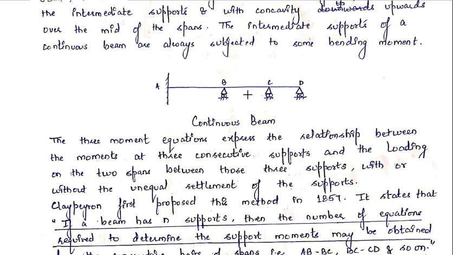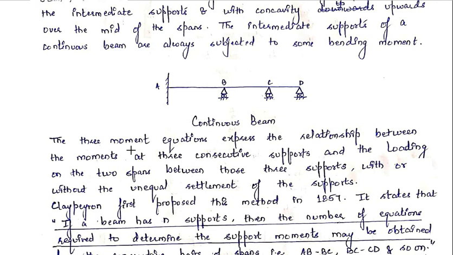And by finding the relationship, we find the values of the three moments, or the values of the bending moments at the supports. By using ABC, we can find one equation, and by using BCD, we can find another equation, and by solving these equations, we can find the values of the bending moments at the supports.